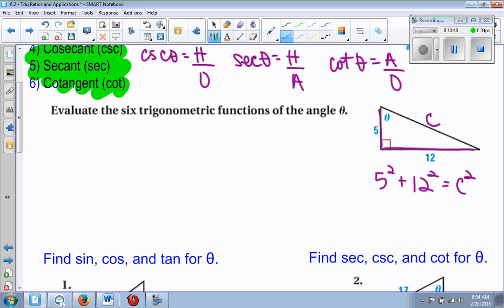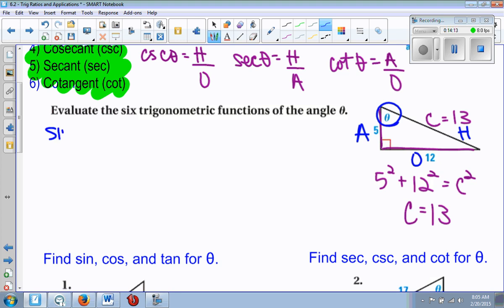So if I use Pythagorean theorem, I'm hoping that you recognize this is a triple. It's a 5, 12, 13 triple. If you don't recognize that, you can always solve it. You're going to get 13. So what we do here is we circle the theta so that I can label the sides as opposite, adjacent, and hypotenuse. The 12 would be the opposite, the 5 is the adjacent, and the 13 is the hypotenuse.